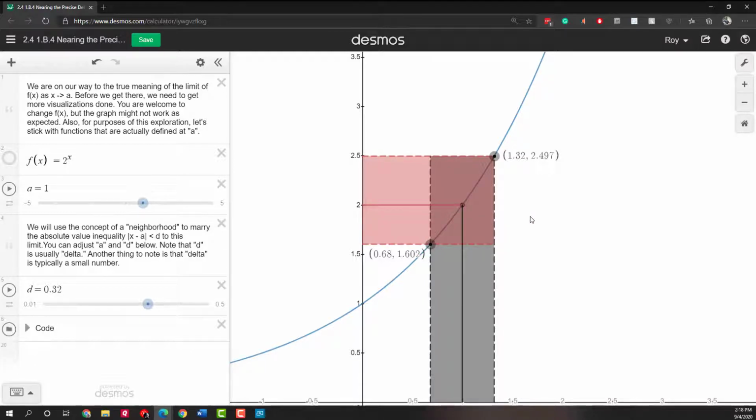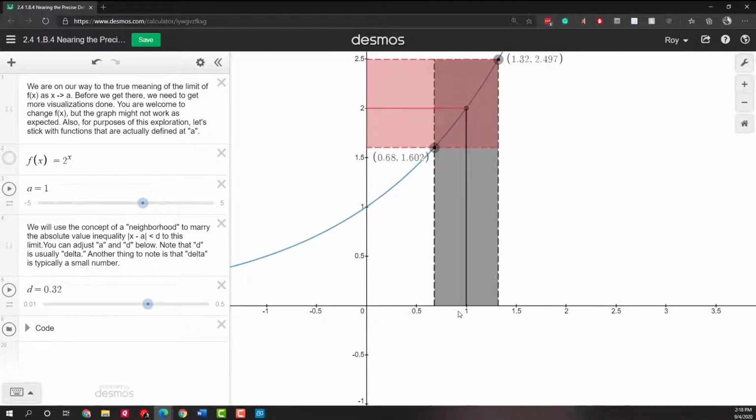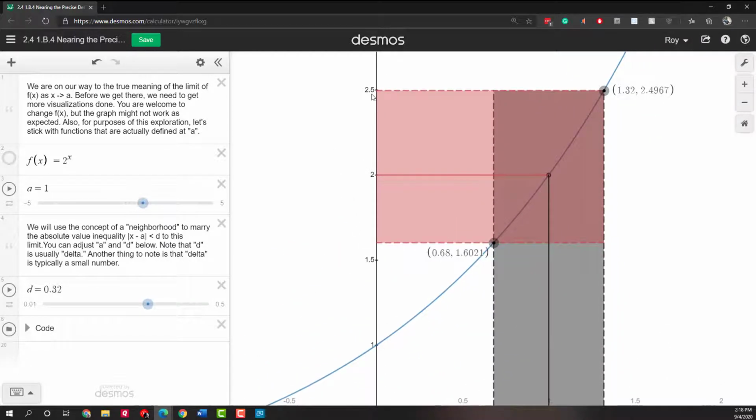But still, the idea is almost there: I have a delta neighborhood about what we're allowing x to approach. We're allowing x to approach 1. Here's our delta neighborhood of size 0.32. And x values from that delta neighborhood will lead to y values within this box we've created. Again, a major issue with this box is that the horizontal red bar here is not symmetric around 2. And that is the major downfall of the imprecise definition of a limit.